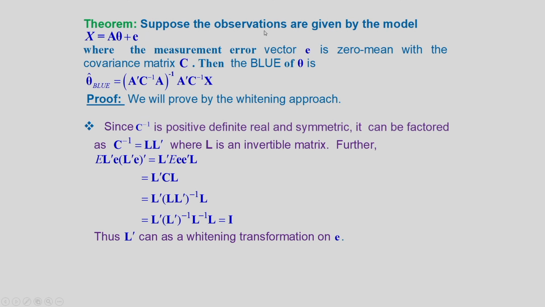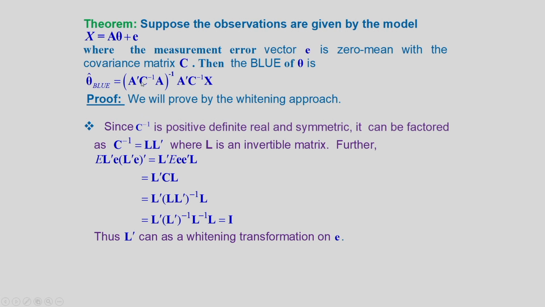Suppose the observations are given by the model x equal to A theta plus E, where the measurement error vector E is zero mean, like in the previous case, with the covariance matrix C. Earlier the covariance matrix was a diagonal matrix with constant diagonal element, but here we have a general covariance matrix. Then the BLUE of theta is given by theta BLUE hat, the best linear unbiased estimator, equal to (A transpose C inverse A) whole inverse into A transpose C inverse into the x vector. So, this is the expression for the best linear unbiased estimator for any parameter theta.